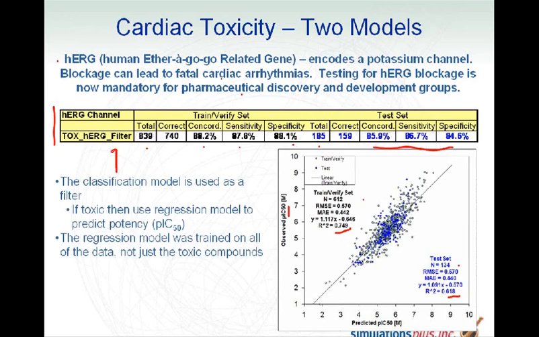So the way we use these models is the classification model is used as a filter. So if it's predicted to be non-toxic, you can basically stop there. If the compound is predicted toxic, then you would use the regression model to predict the pIC50 of the compound. And just want to note that when we built the regression model, we used all the compounds in the training set, not just the toxic compounds.